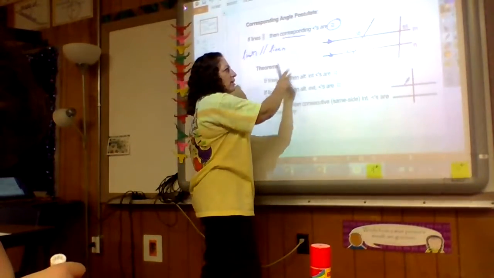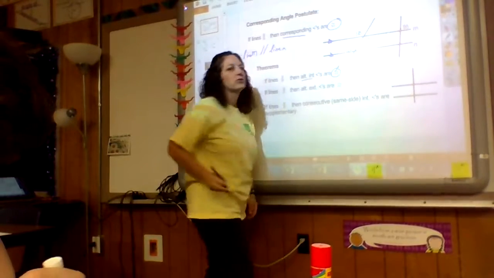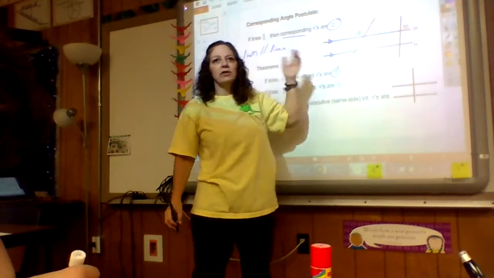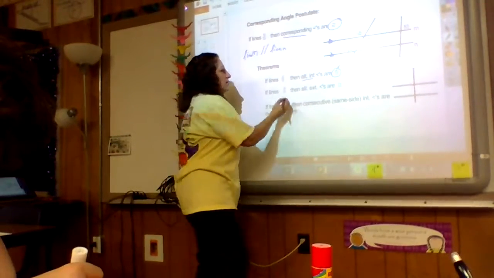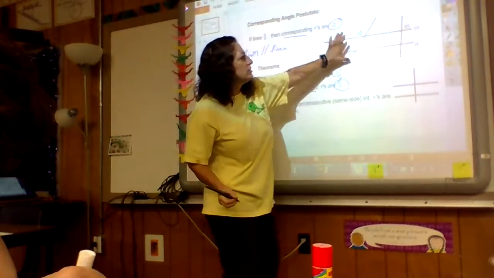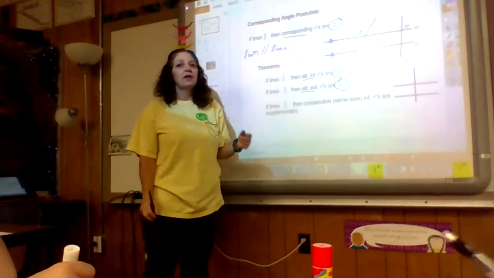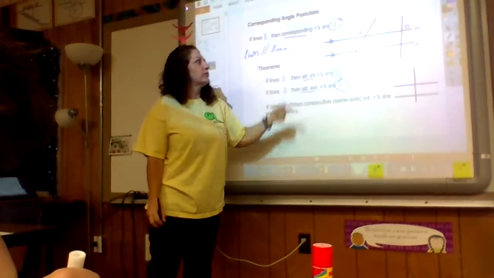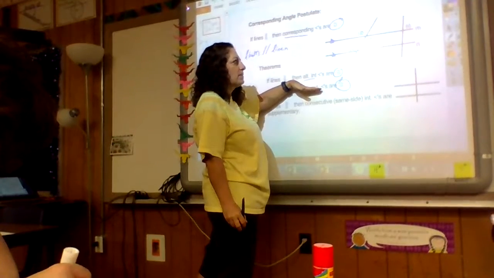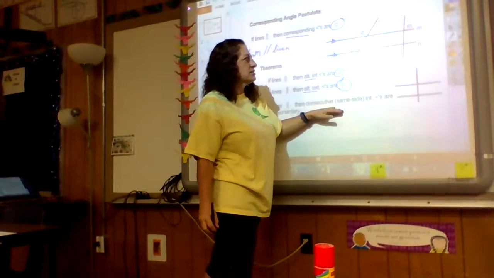If lines are parallel, alternate interior angles are congruent as well. See the 110 here and here? Those are alternate interior. They're going to be the same. If lines are parallel, alternate exterior angles are also congruent. The 110 and the 110, alternate exterior angles are the same. And that worked because of our vertical angles and because of our corresponding. So because of this, these two things work as well. I'm going to go on as to how we get to the consecutive.